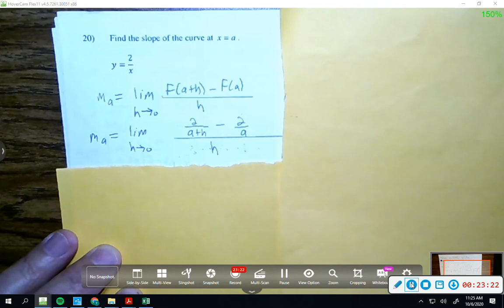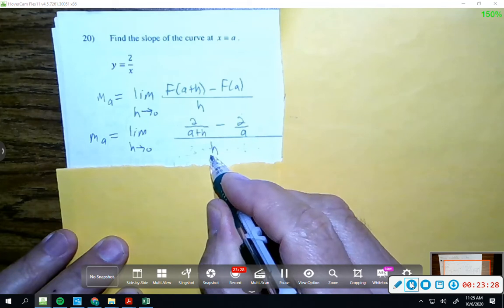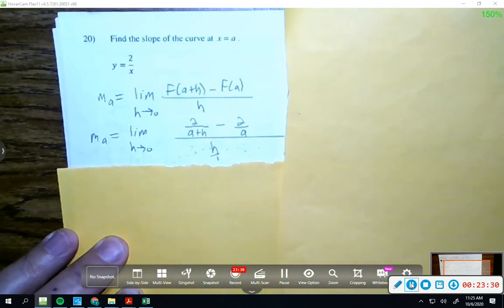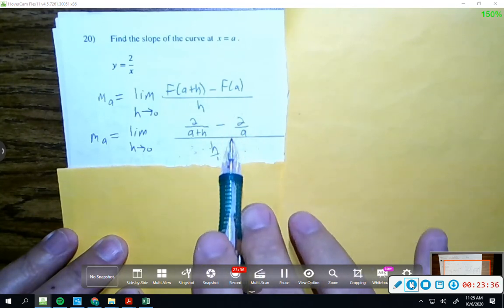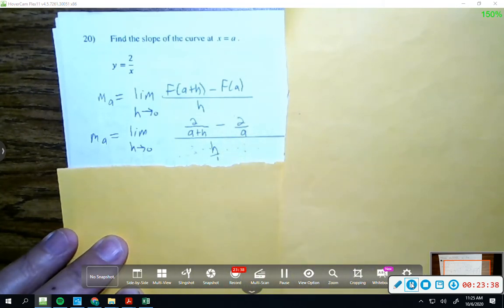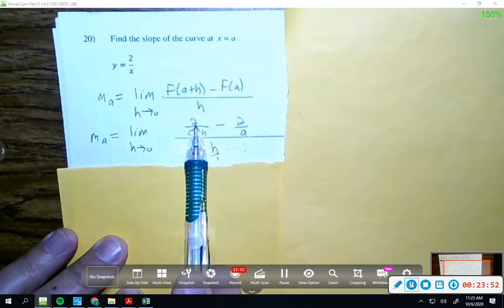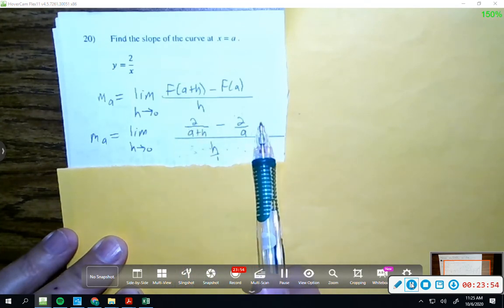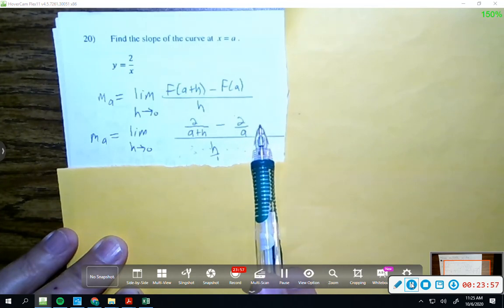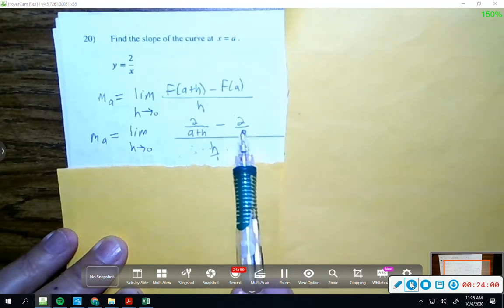How you simplify this complex fraction is up to you. I like to think of this h as being h over 1. So what factors appear in any of the denominators in the numerator and denominator of the complex fraction? A and an a plus h. So I'm going to multiply all 3 of these terms by a times a plus h. If I multiply this fraction by a times a plus h, the a plus h is going to cancel. I'm left with 2a. If I multiply this fraction by a times a plus h, the a is going to cancel, and I get negative 2 times a plus h.